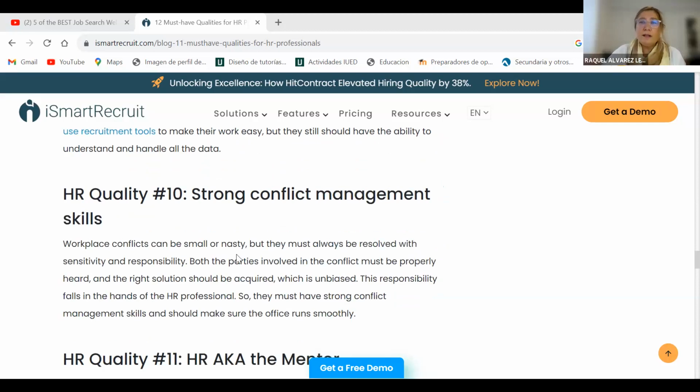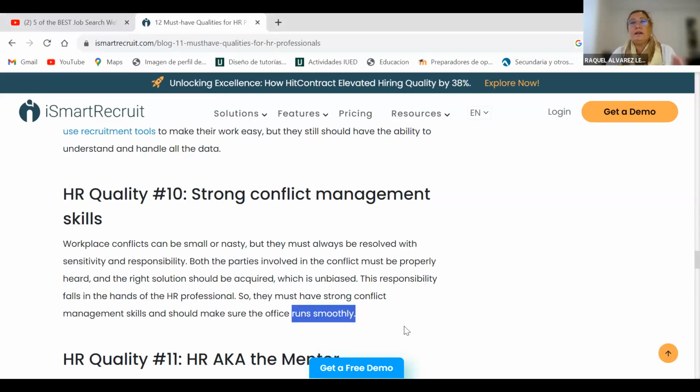Obviously, when you are working in the human resources department, you are going to have some strong conflicts sometimes, okay? So you have to be able to have the skills in order to make the office or the work run smoothly.